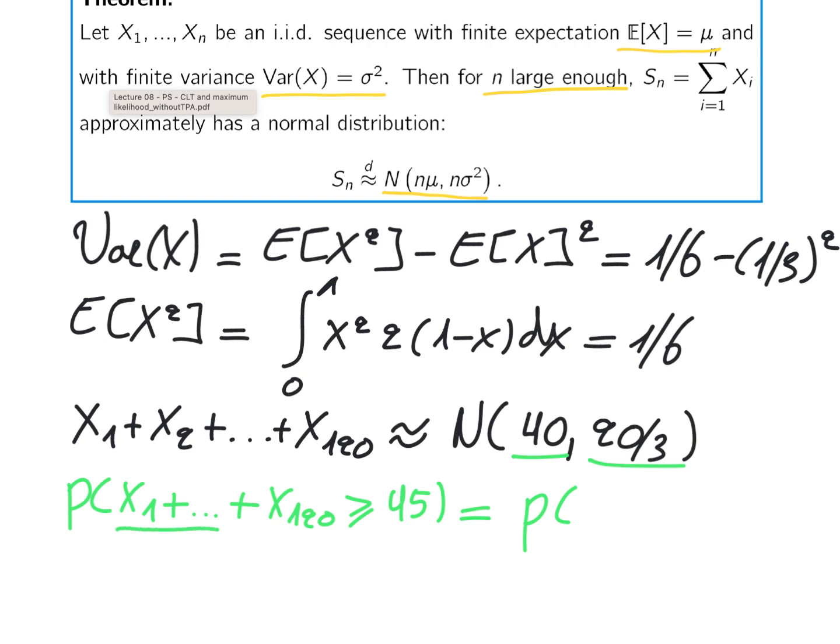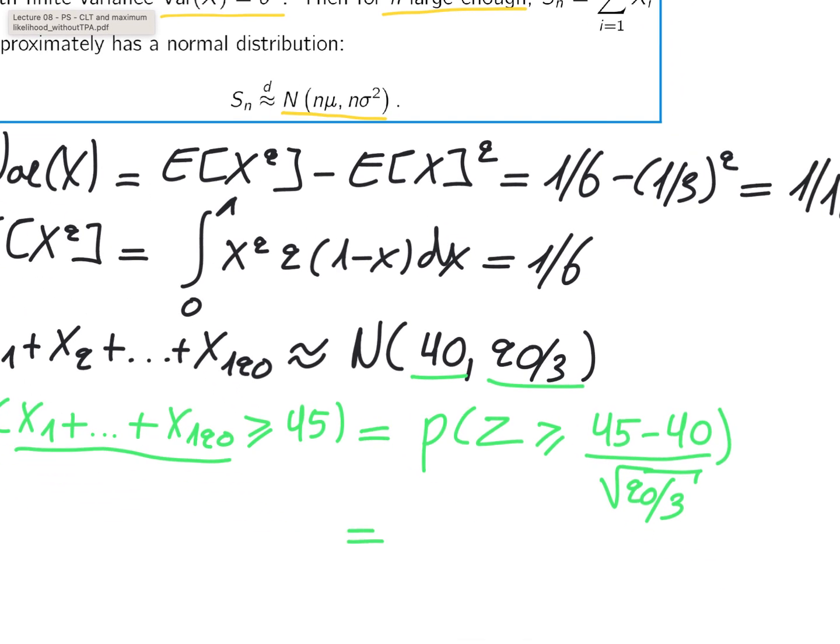So the variable on the left, we will denote as z because it's customary to denote a standard normal distributed variable with a z. And on the right-hand side, we get (45 minus 40) over the root of 20 over 3. If you would compute this value on the right-hand side, you would find 1.94. This particular probability we can find using a standard normal table.